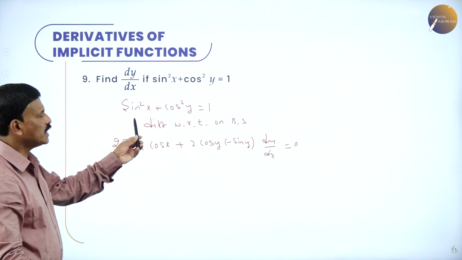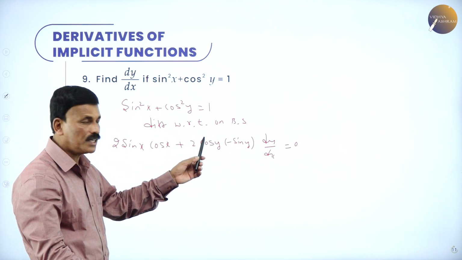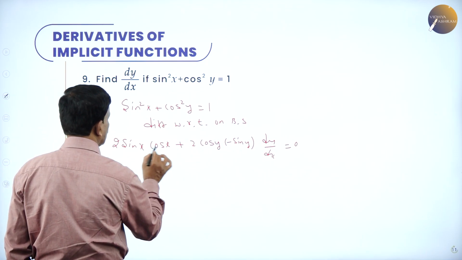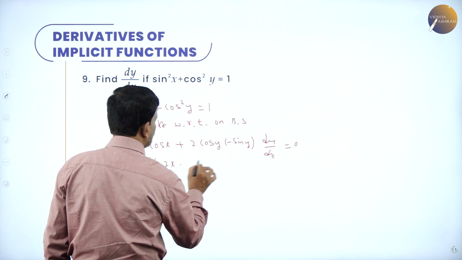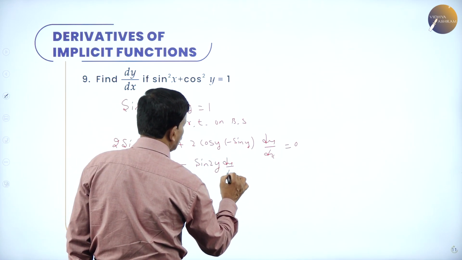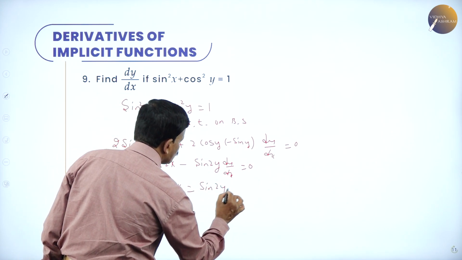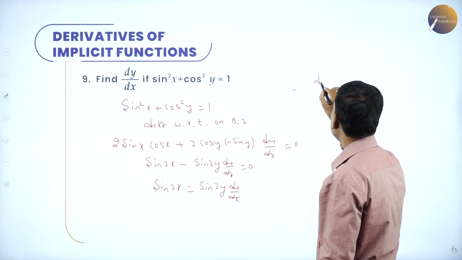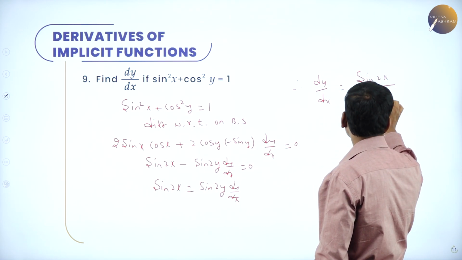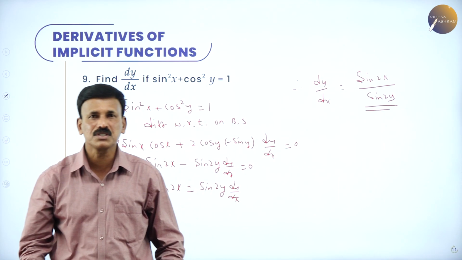See the difference here. This is sin square x. So therefore differentiation of sin square is 2 sin x cos x. Whereas this is cos square y, 2 cos y sin y into dy by dx along with negative sign. Now 2 sin x cos x can be written as sin 2x, and this is plus into minus, minus. 2 sin y cos y can also be written as sin 2y into dy by dx is equal to 0. Transfer this. Sin 2x is equal to sin of 2y dy by dx. Therefore, dy by dx is equal to, bring this to the denominator, sin 2x divided by sin 2y. This is the required answer. You cannot write it as tan because it is 2x, in the denominator it is 2y.